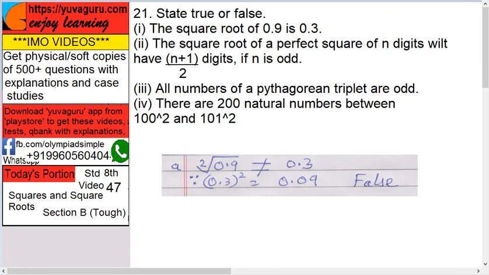So the fraction becomes what now? Fraction is now 242 upon 27. So just divide it. It becomes 8.96 meters. That's the required answer.